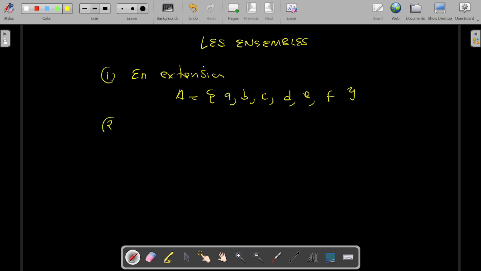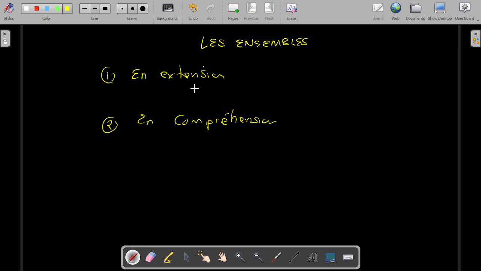The second way in which sets are going to be written or represented is en compréhension. This is similar to what you did in your senior secondary school or your junior secondary school when you looked at set builder notation. So for example, let me give you one very simple set so that we make sense of what we are trying to do. Let A be the set of numbers 0 through 9. 1, 2, 3, 4, 5, 6, 7, 8, and 9.